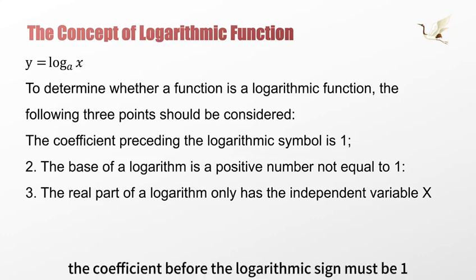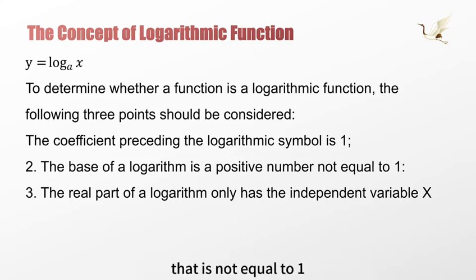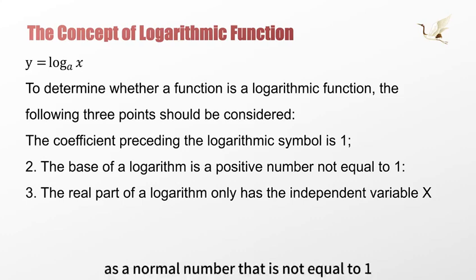First, the coefficient before the logarithmic sign must be 1. Second, the base of the logarithm is a constant that is not equal to 1, or rather, it is greater than 0 and not equal to 1. Third, the true number of the logarithm is x. There is only the independent variable x.